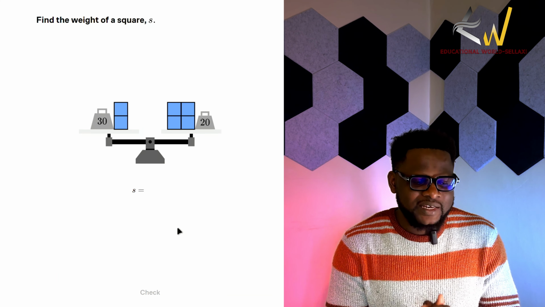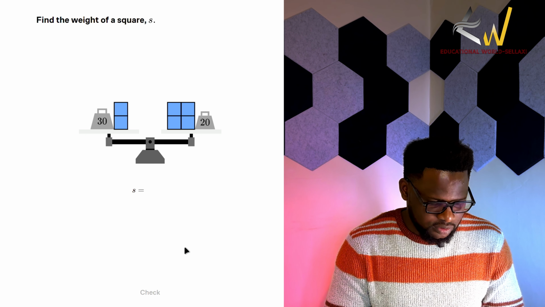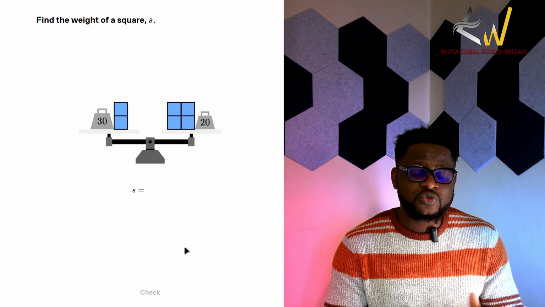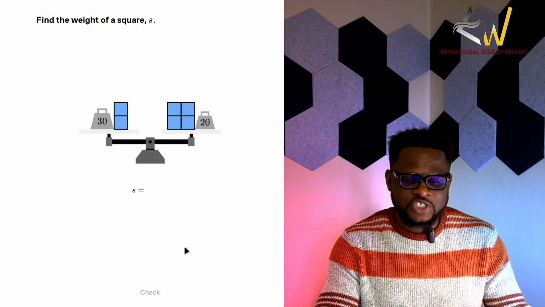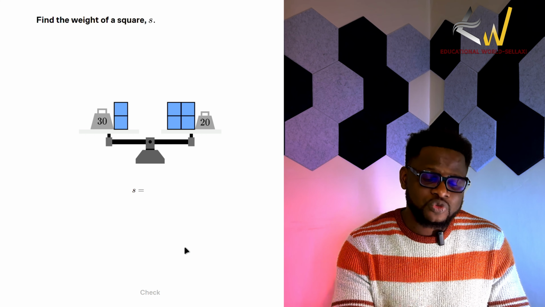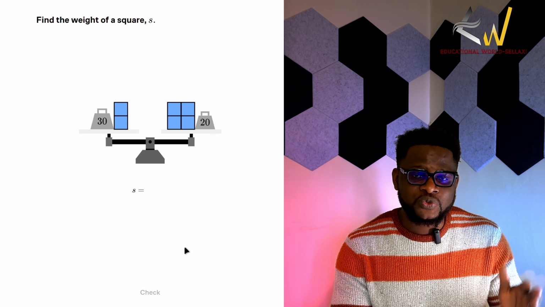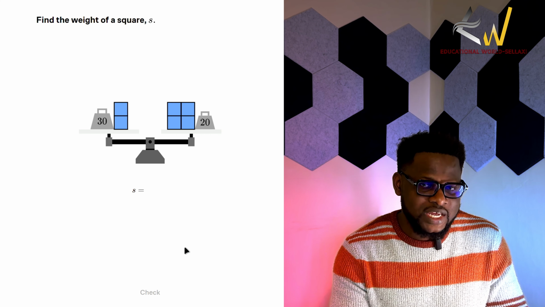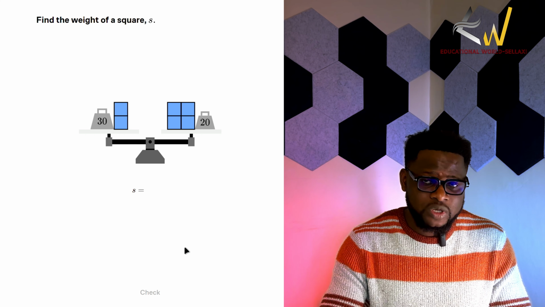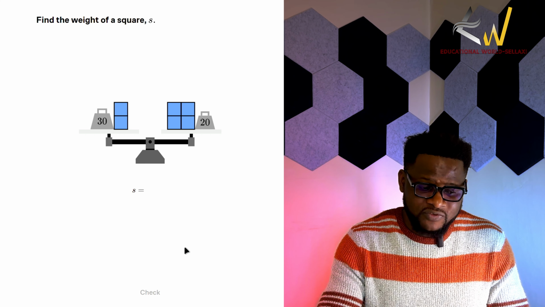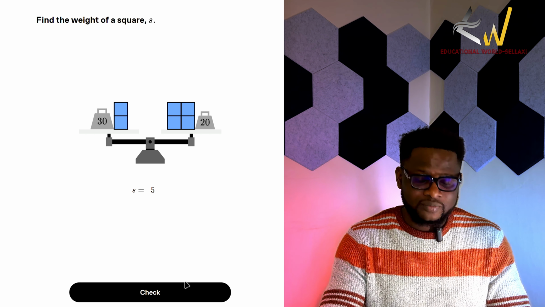So we're going to find the weight of a square S in this equation. Here, when we take out two squares from both sides of the equation, we'll be left with 30 kilograms equal to 2S plus 20. Then we take out 20 from the two sides of the equation. We have that 2S is equal to 10. So if 2 squares is equal to 10, that means 1 square is going to give us 5 kilograms. And that's correct.